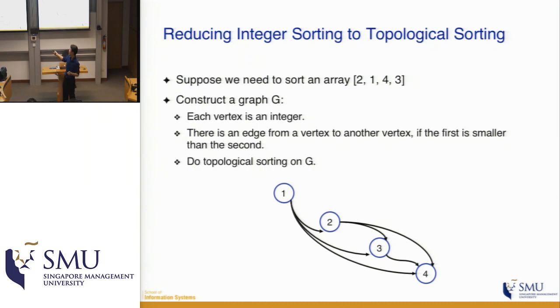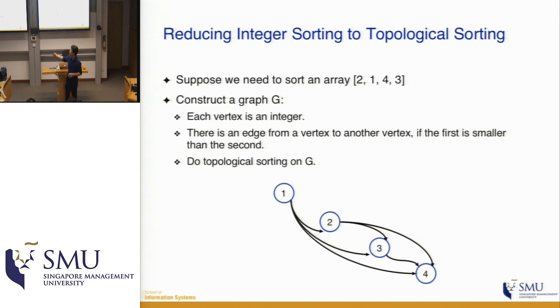For example, for 2, 1, 4, 3, we are going to create 4 vertices, and then we are going to draw an edge from vertex 1 to vertex 2 if 1 is smaller than 2. So in that case, we are going to draw from 1 to 2, 1 to 3, 1 to 4, 2 to 3, 2 to 4, and then 3 to 4. We do not have an edge from 2 to 1 because 2 is not smaller than 1. So at the end of the day, we have a graph. And then, if we solve topological sorting on this graph, what are we going to get? We are going to get the sorting order of the integers.